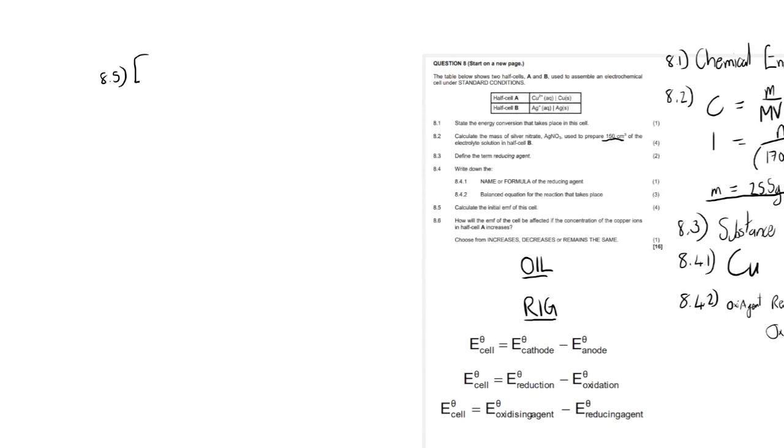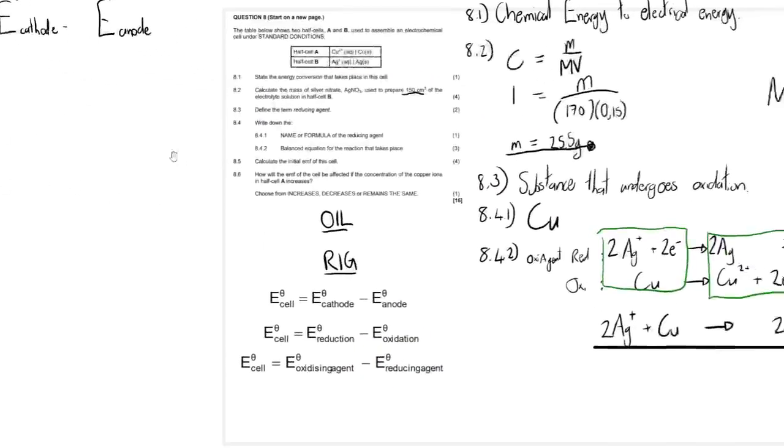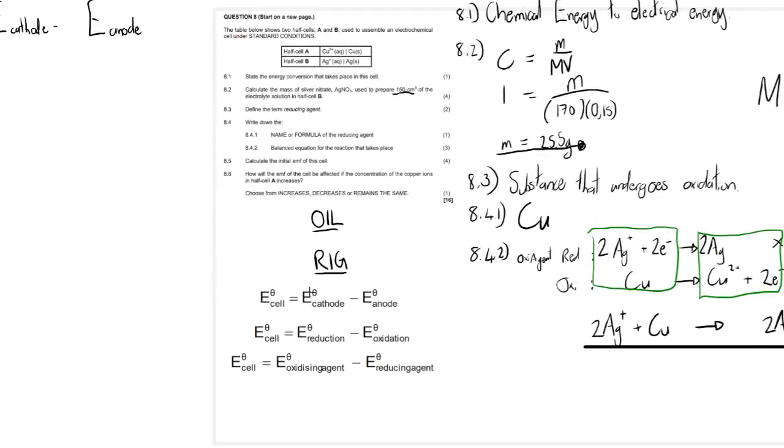We say that the E of the cell is equal to the reduction potential that is taking place at the cathode, and we subtract the half cell voltage at the anode. And this is true for the other two equations as well, because at the cathode reduction is taking place, and where reduction is taking place, that thing is called the oxidizing agent.